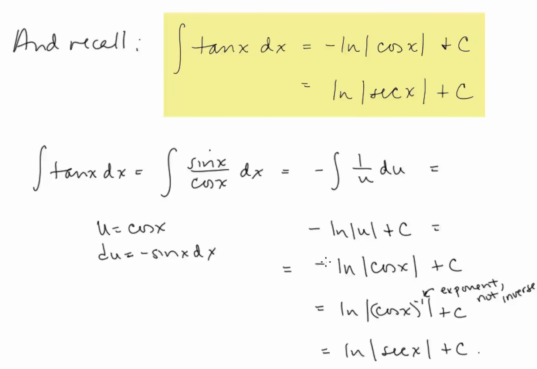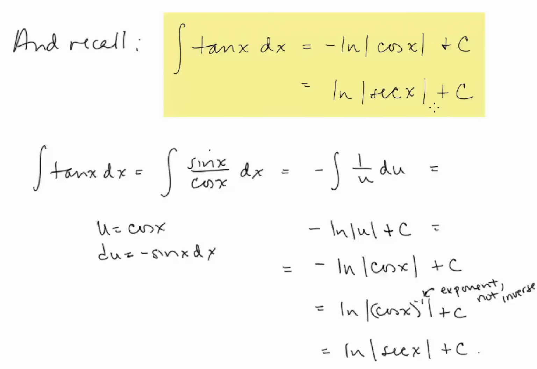a constant. And remember that this negative 1 can be brought up as an exponent of the cosine x, and so this can be written as ln of absolute secant x plus c. And note here that this negative 1, I'm talking about an exponent, I'm not talking about an inverse function. And it's actually because of this confusion that I typically don't use sine inverse of x or cosine inverse of x notation. I use exclusively the arc sine x notation and arc cosine x notation.